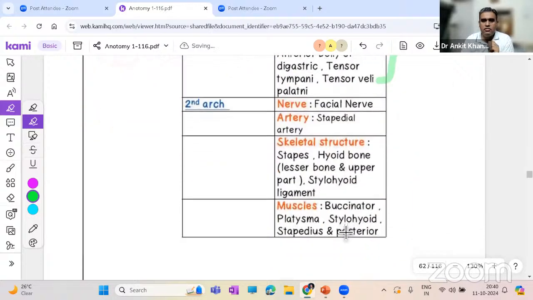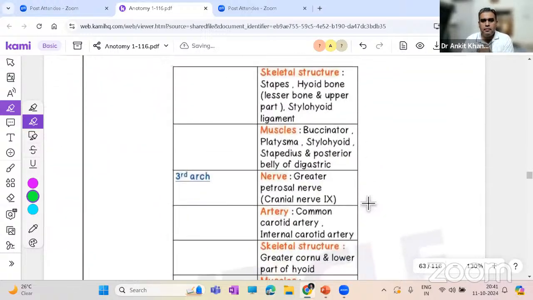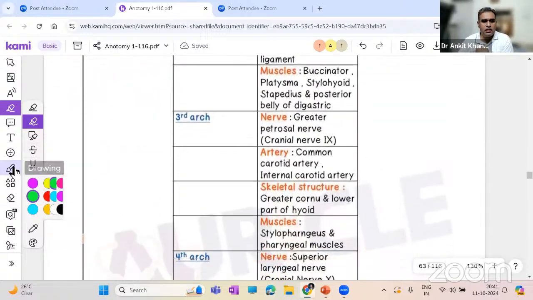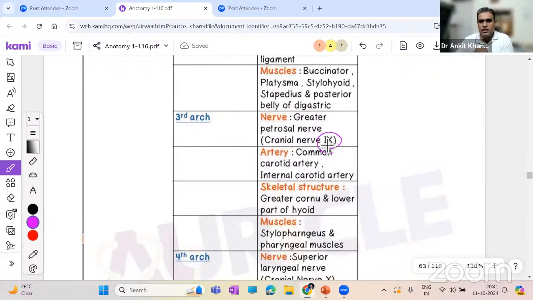Then the second arch, which nerve was there? Facial nerve. So these muscles are supplied by the facial nerve. Artery and skeletal structure are also there. Third arch, here we have a slight correction. It is the ninth nerve, not the greater petrosal nerve. Greater petrosal is actually a branch of the seventh nerve, right? So remember, ninth nerve only.